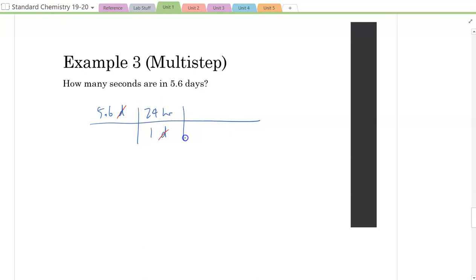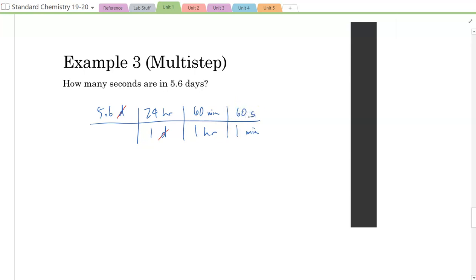I also know my next relationship, trying to get from hours, again, eventually to seconds. Well, for every 1 hour, that's 60 minutes. And then finally, going from minutes again to seconds, we know that for every 1 minute, there are 60 seconds.